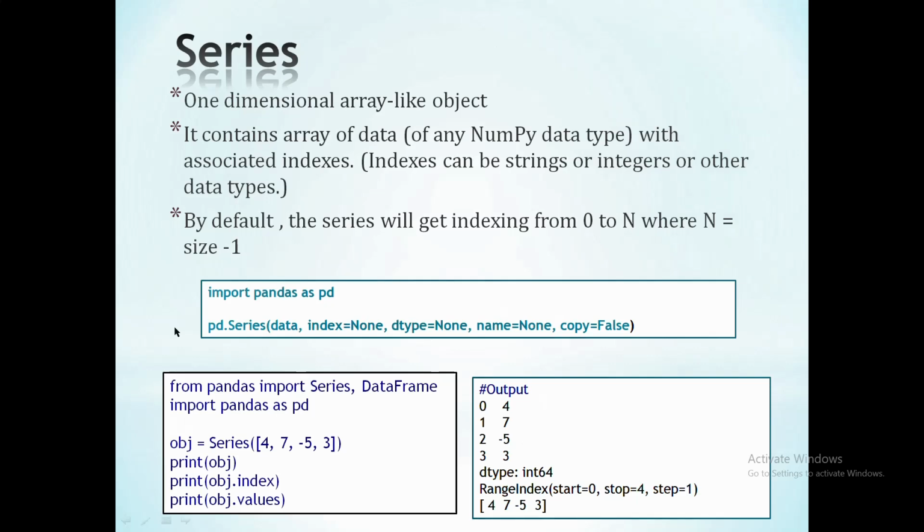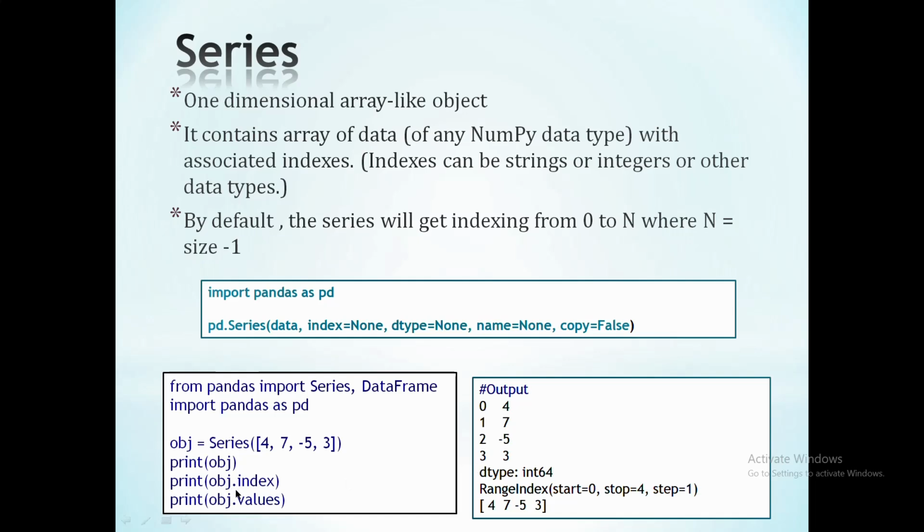Here we have an example in which the from keyword is used to call the packages. In that we are importing the Series and DataFrame. Then we are creating an object that belongs to the Series data structure. Then we use the print function to print the series which we have created. The first print statement will print the series 4, 7, minus 5, minus 3, that was the input we have given. The index will start from 0 to the n number of values.